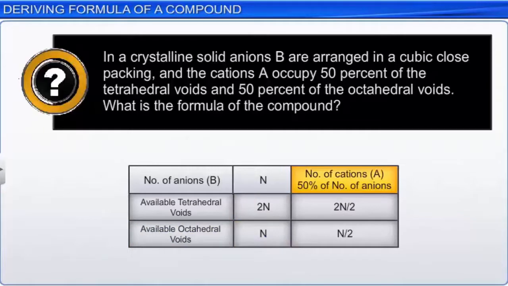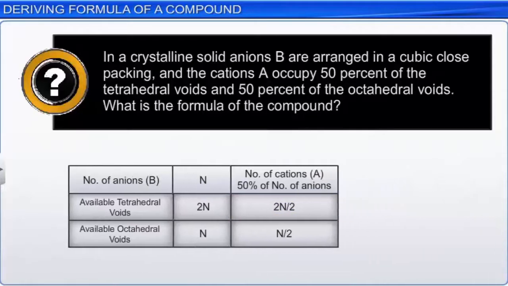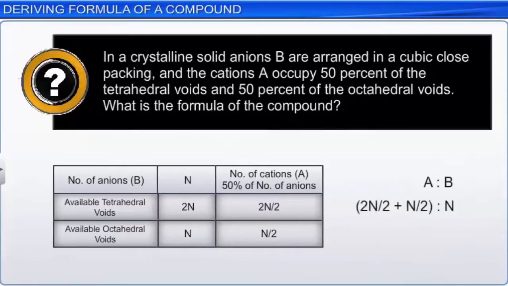Cations A occupy 50% of the octahedral voids. That is, cations A are present in N/2 octahedral voids. Also, cations A occupy 50% of the tetrahedral voids. That is, cations A are present in 2N/2 tetrahedral voids. The A to B ratio thus becomes 3N/2:N. The simple whole number ratio of A to B is 3:2. Thus, the formula becomes A3B2.